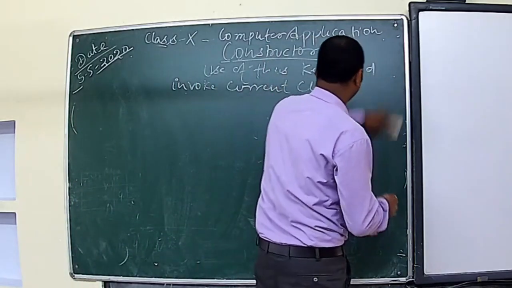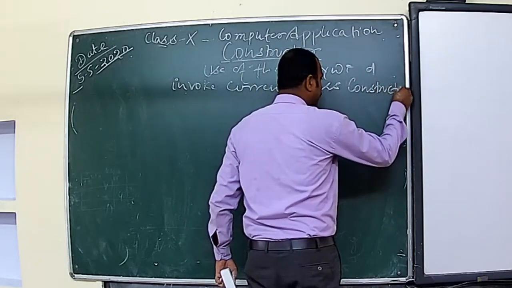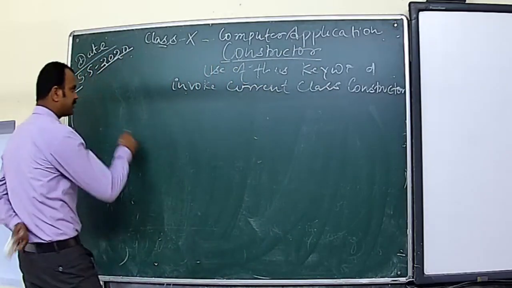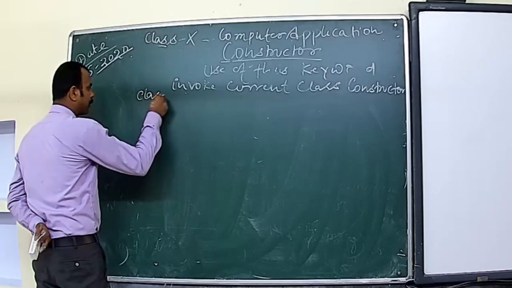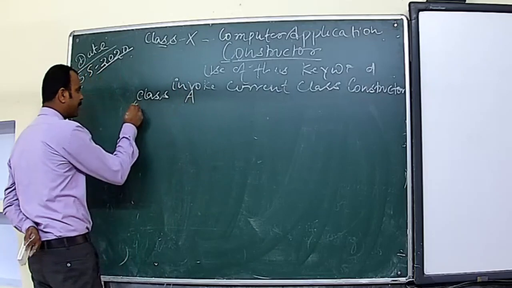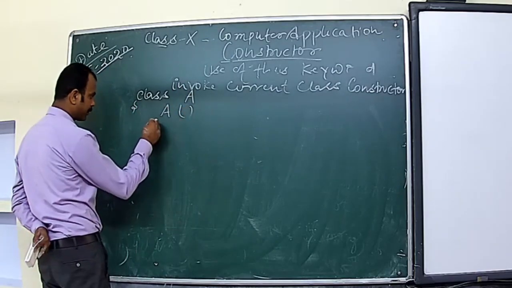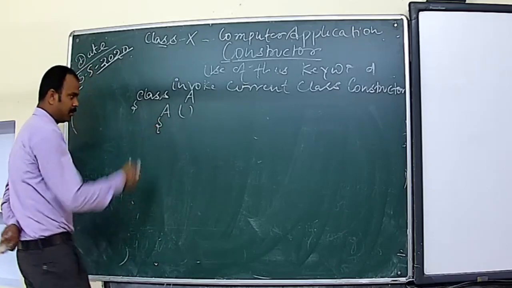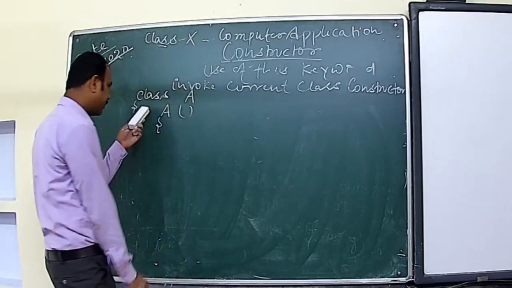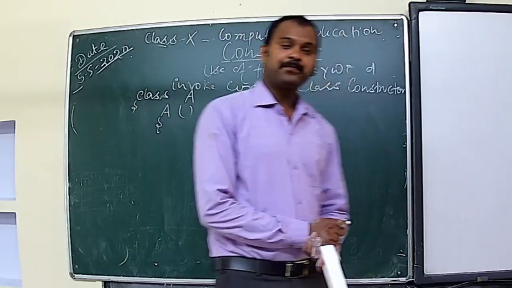Current class constructor using this keyword. So let's begin. Class, just example A, and then in A I have a constructor, we are well aware about it. There would be no return type. I did not use any access specifier, so definitely it would be a default one.